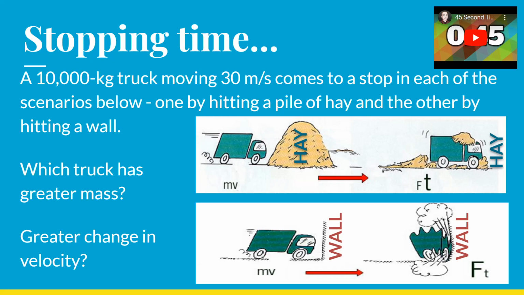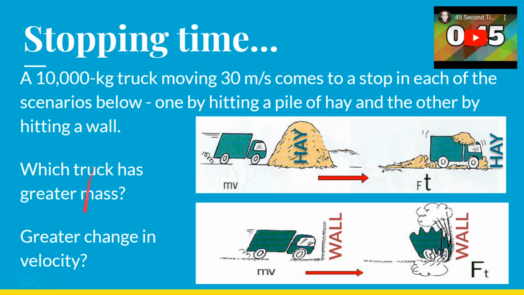Okay, so this particular scenario says a 10,000 kilogram truck moving 30 meters per second comes to a stop in each of the scenarios below. One of them by hitting a pile of hay and the other by hitting a wall. And so we have an image there showing those trucks that are driving. One of them comes to a stop after it runs into a pile of hay. The other one comes to a stop when it hits this wall.